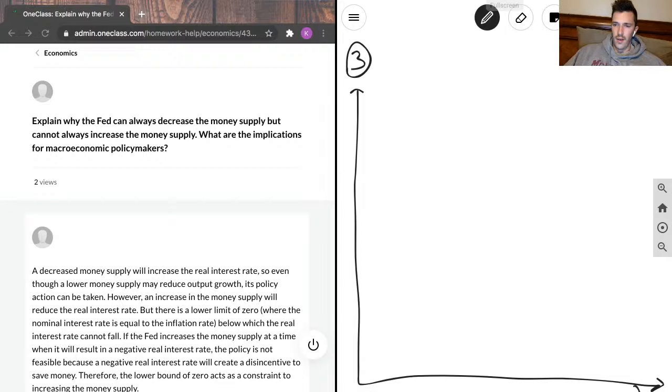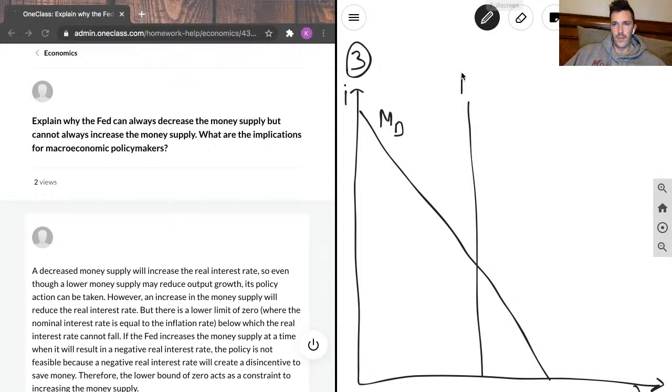So again, bear with me. With the quantity of money on the x-axis, nominal interest rate on the y-axis. We've got, say, a money demand curve and our money supply curve. And of course, we've got our equilibrium interest rate and our equilibrium quantity.